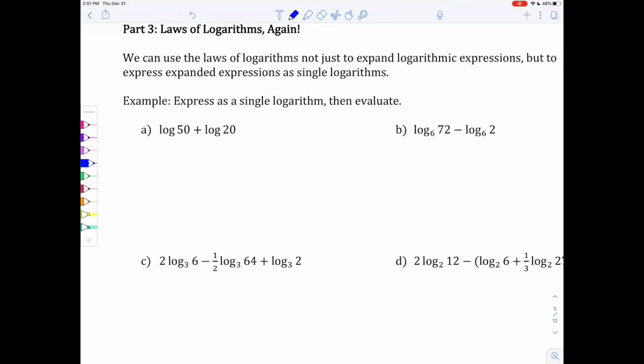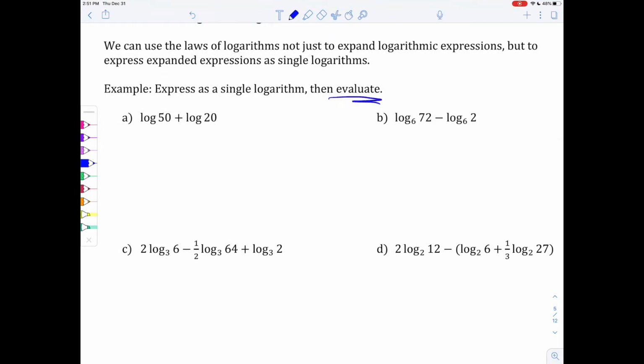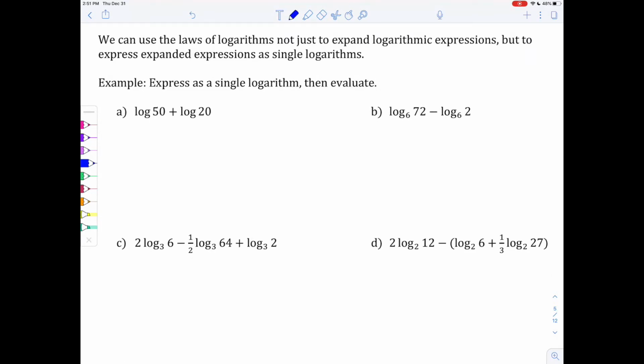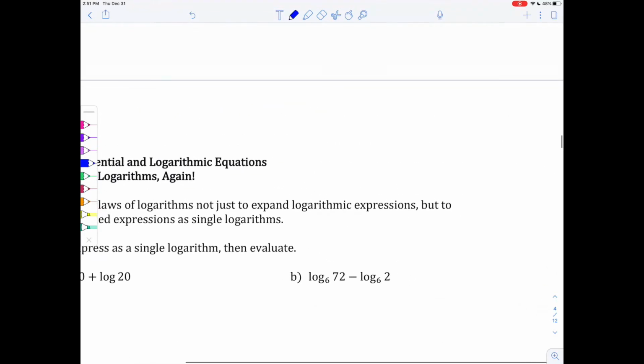These first four examples, we're going to express as a single log and then evaluate. And then the other examples, we're just going to straight up express as a single log. There's no evaluation to be done because they'll have variables instead. So when we look at these, we're going to be using those log laws that we developed last time.